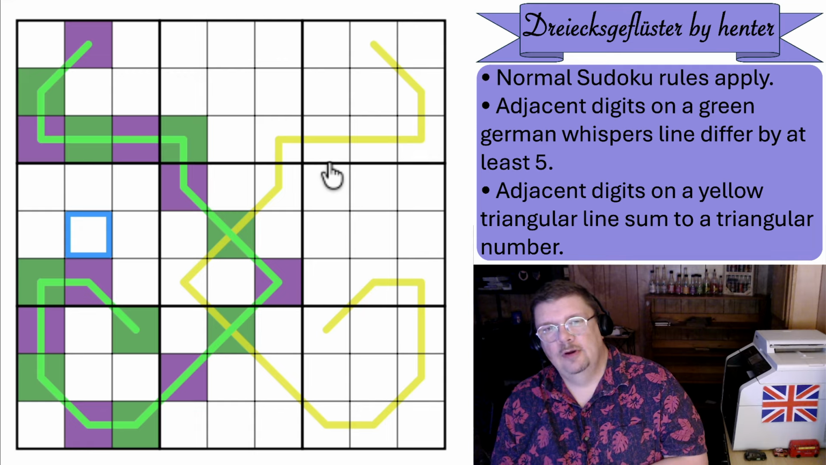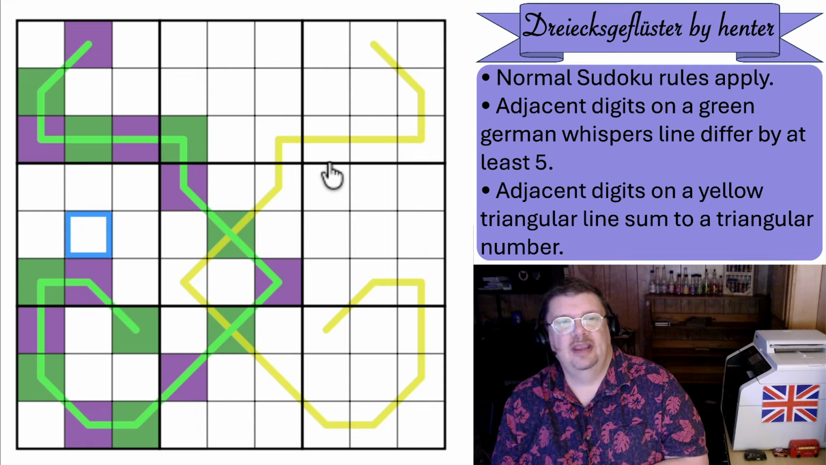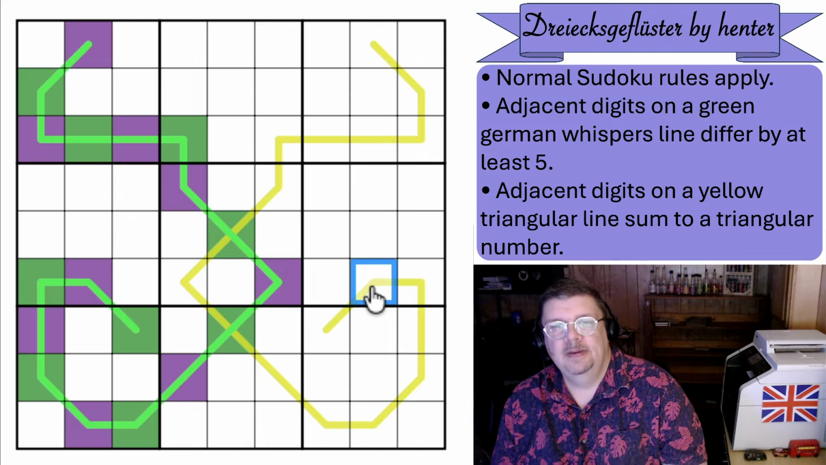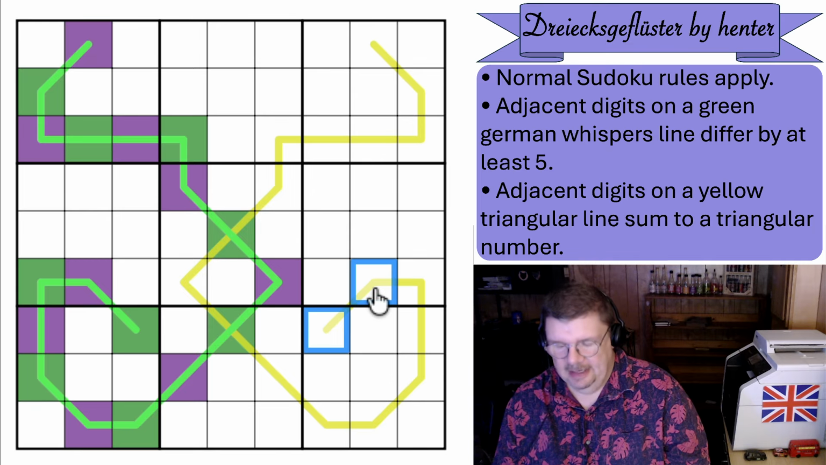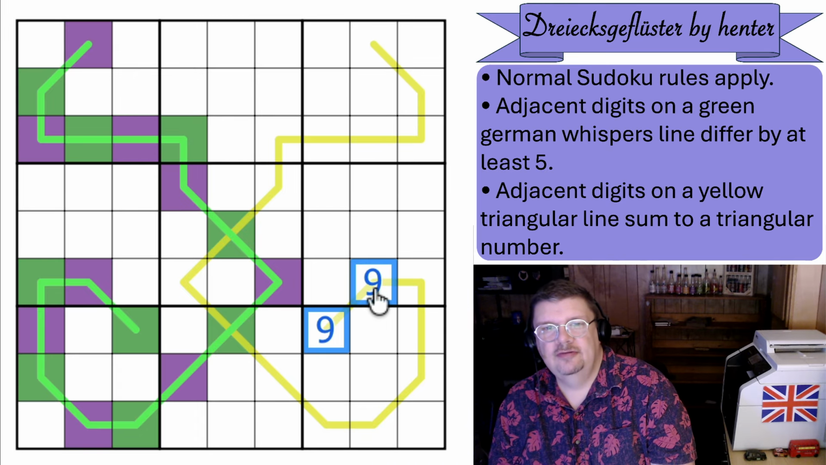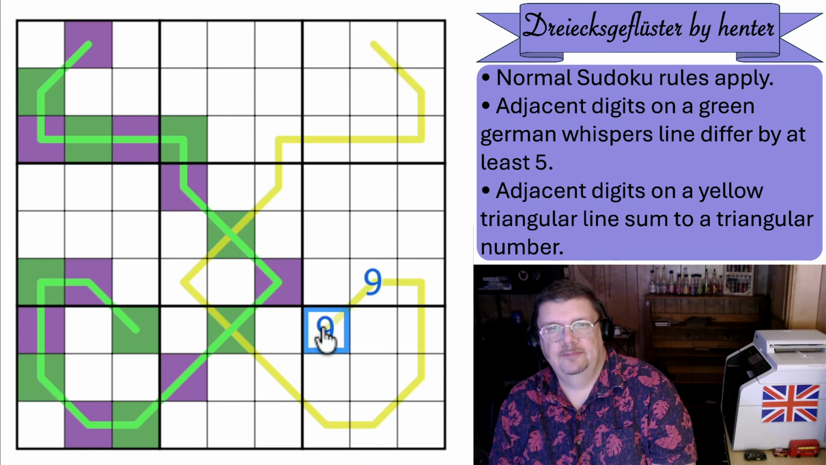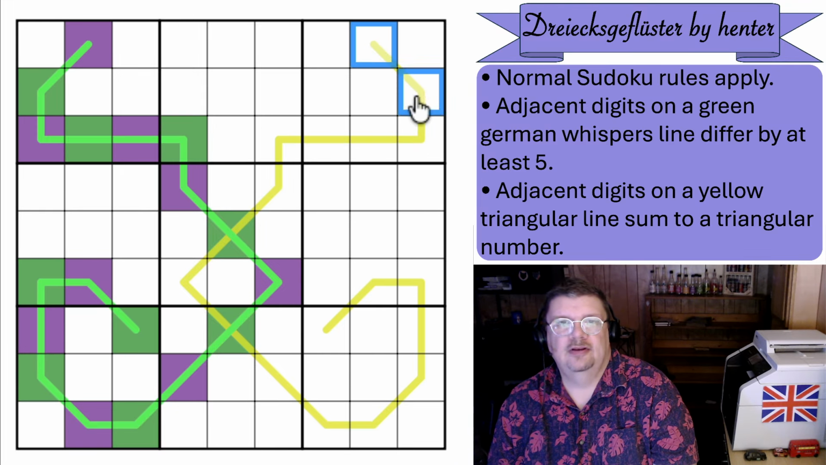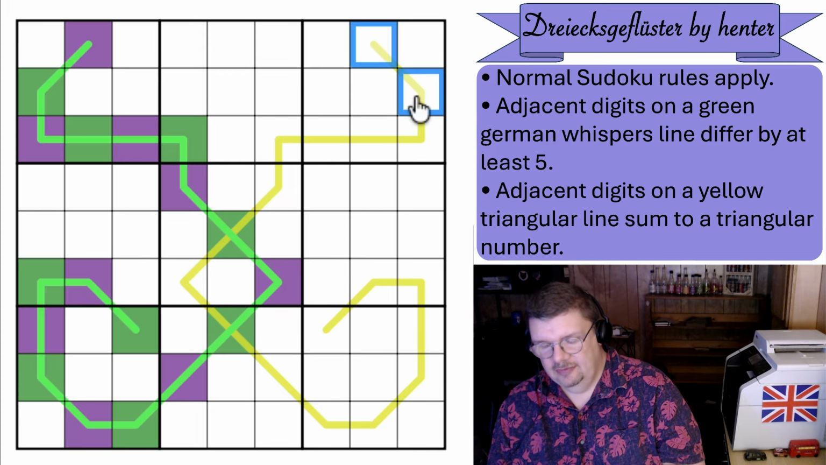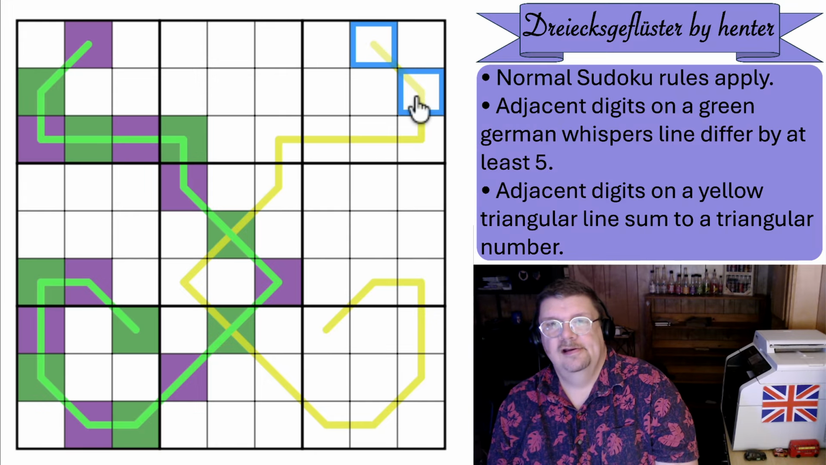But 21 is going to be too much for us to care about in this puzzle, because the highest digits I could put here and here would be 2 9s, and they only sum to 18. We also don't really care about 1, because I don't have a 0 in this puzzle. So we care about 3s, 6s, 10s, and 15s. Alright.